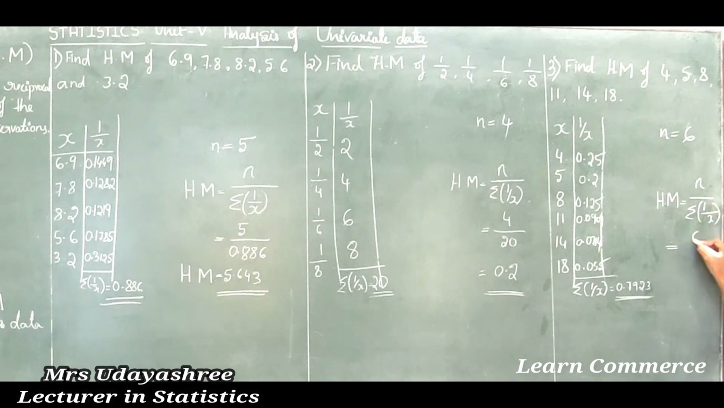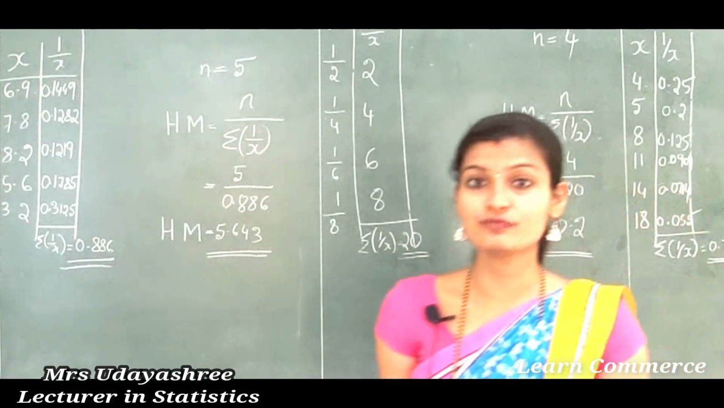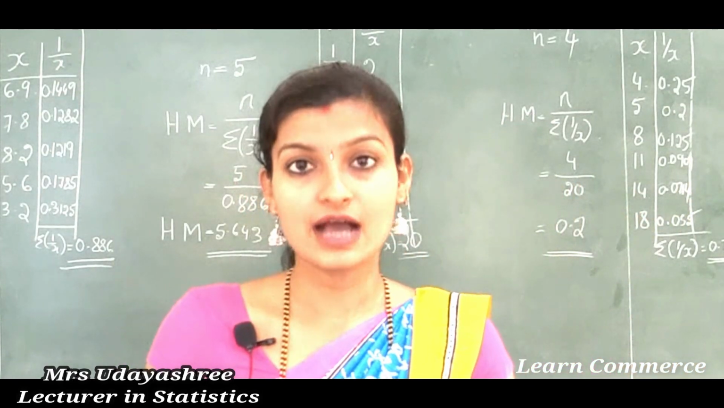Okay, next in the formula, harmonic mean is equal to small letter n, here small letter n is 6, divided by sum of 1 by x value is 0.7923. This is equal to 6 divided by 0.7923, which is 7.572. So here the harmonic mean value is 7.572. Okay, this is all about calculation of harmonic mean in case of ungrouped data.